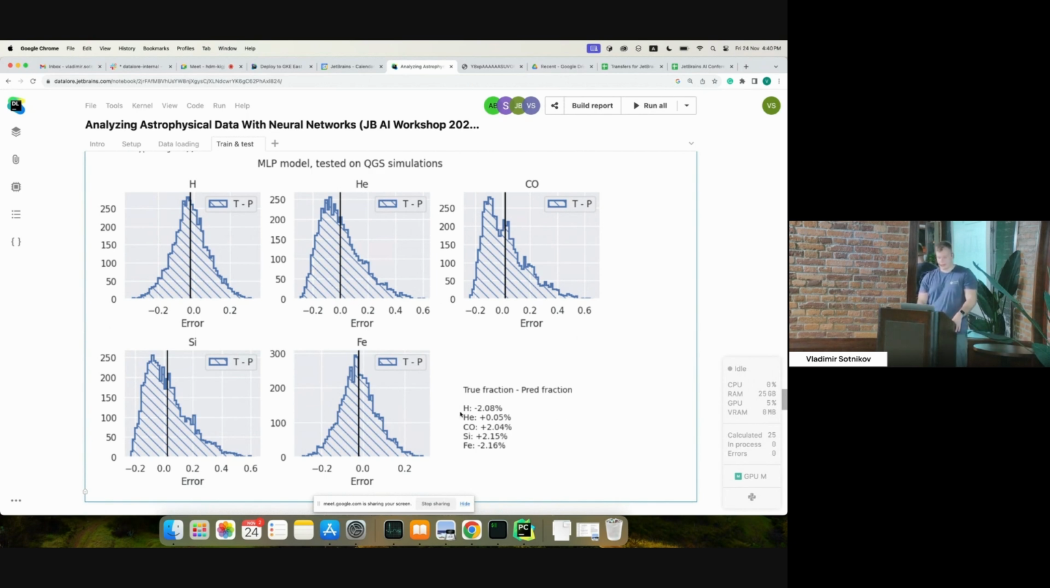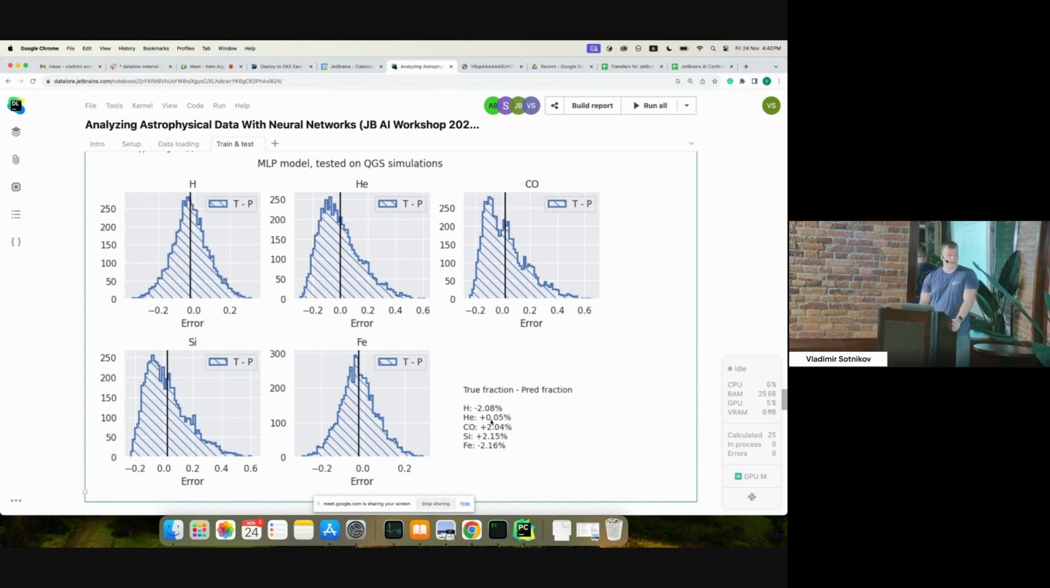We could see that in this particular case, our model shows a 2% higher fraction for hydrogen and ferrum, because it's easy to distinguish these two, ultra light and ultra heavy. So the model tends to assign all the particles in the middle to either one of these two classes. As a result, we have smaller than real fractions of silicon, carbon, and oxygen. But it's also very interesting that for helium, we have a very low error.